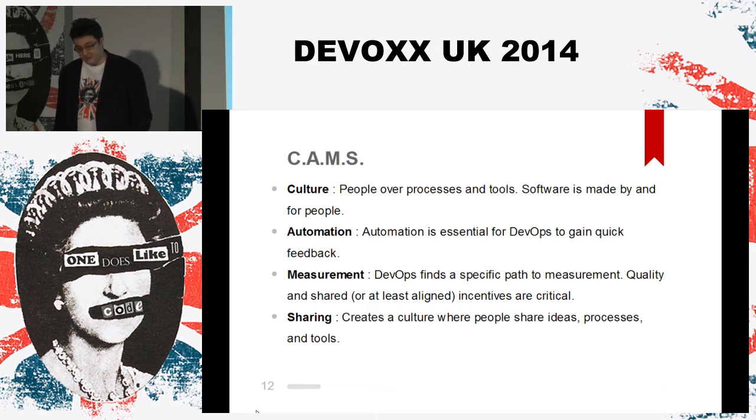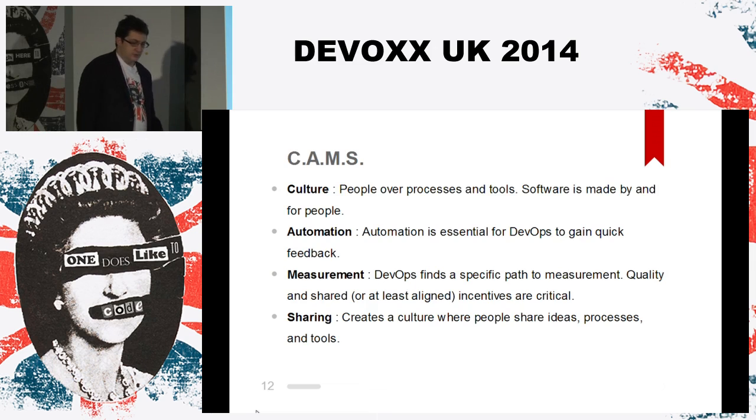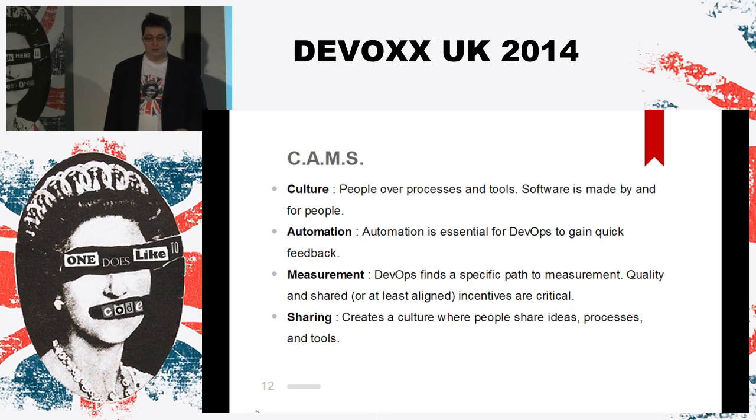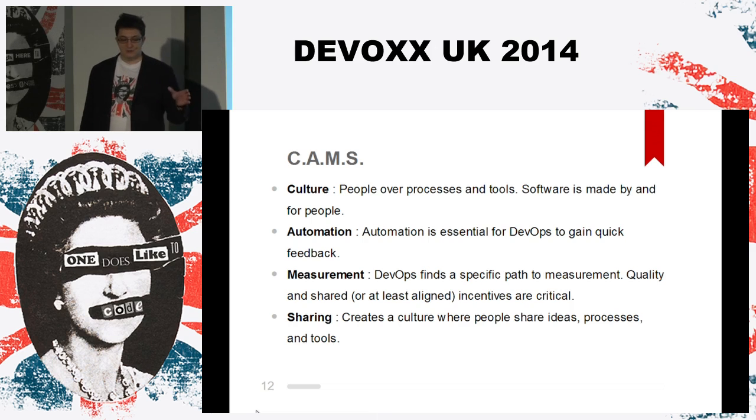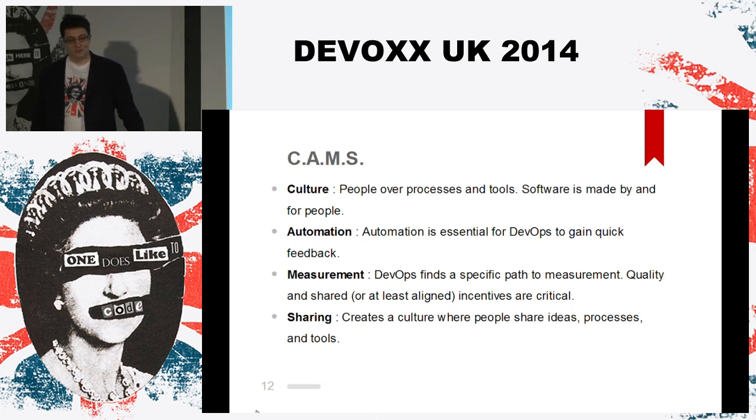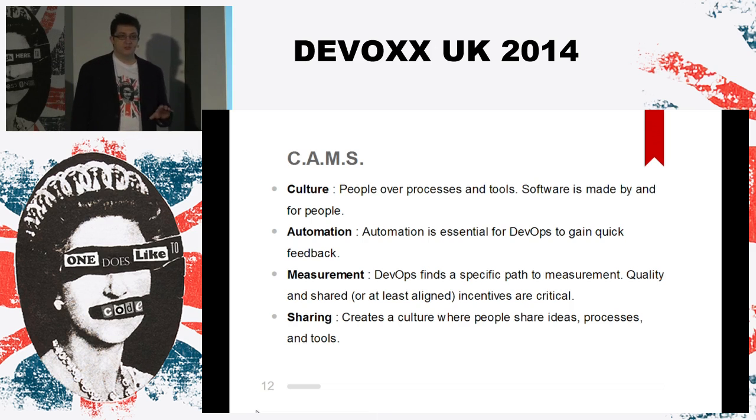And there is another very good definition of DevOps, which appeared maybe a couple of years ago, which defines DevOps as an acronym of these four words: culture, automation, measurement, and sharing. And culture, as you see, is set in the first place.